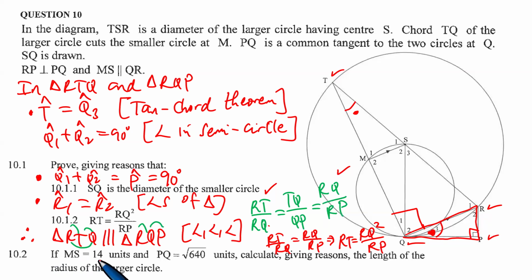10.2, if MS is 14 units, and PQ is the square root of 640 units. Calculate, giving reasons, the length of the radius of the larger circle. We want the radius of the larger circle. Here's the larger circle. We want the length of the radius, the distance from the center to the circumference, like TS or SR or SQ, etc. We want to find those.